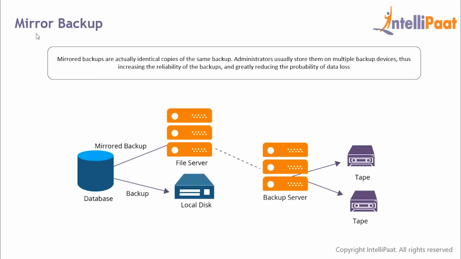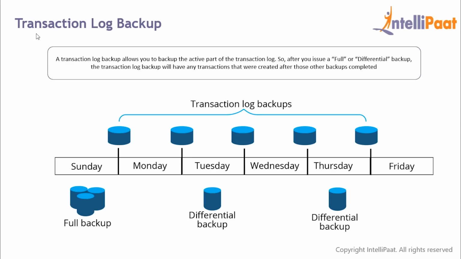Then we have mirror backup. Mirror backups are actually identical copies of the same backup, and these identical copies are stored in multiple locations. So this increases the protection level by having additional copies of the backup set. And in case one of the copies gets lost or is corrupted, we can use the mirrored copy to perform a restore. So finally, we have the transaction log backup.